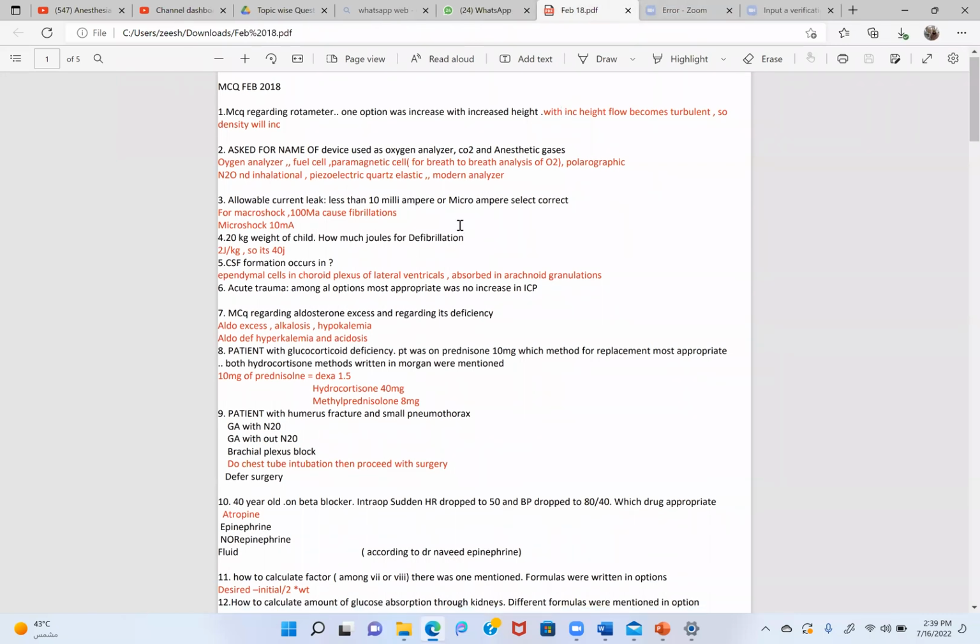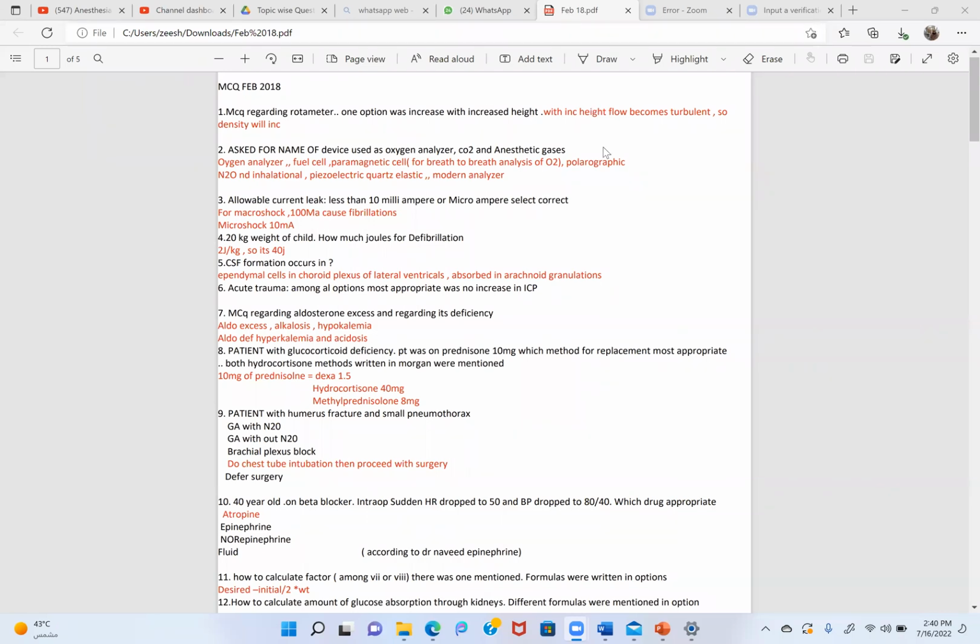The question asked for the name of the device used as an oxygen analyzer, and for CO2 and anesthetic gases. There are actually two sorts of analyzer. One is paramagnetic; paramagnetic is for oxygen, and it is for gases which have two similar atoms. You know about paramagnetic and infrared. Infrared is for gases with two dissimilar atoms, like the other gases.